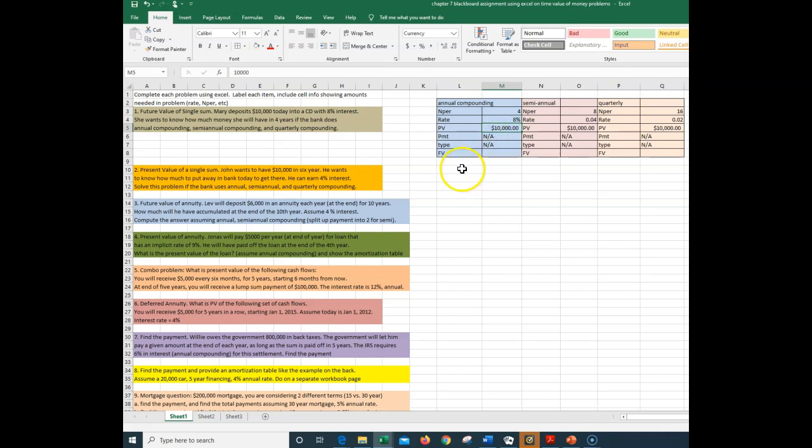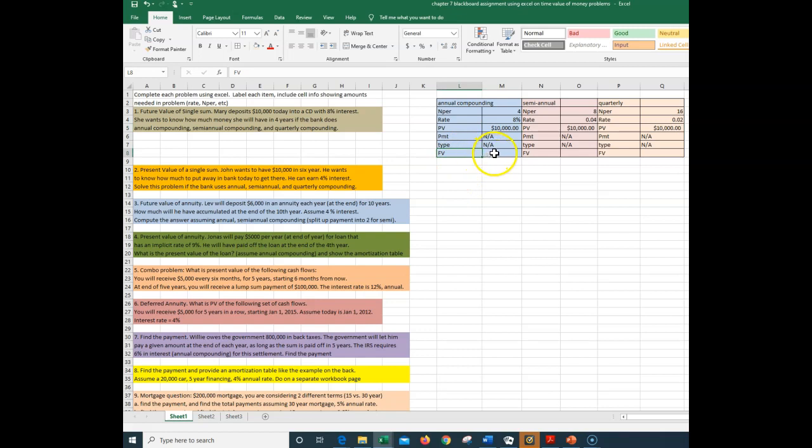And payment and type are both related to annuities. This is not an annuity. I called it a single sum problem. That's because Mary has $10,000 at the beginning and she wants to know what it's worth at the end. When we do an annuity, there is a payment that occurs once every period. And then I have a blank here for future value.